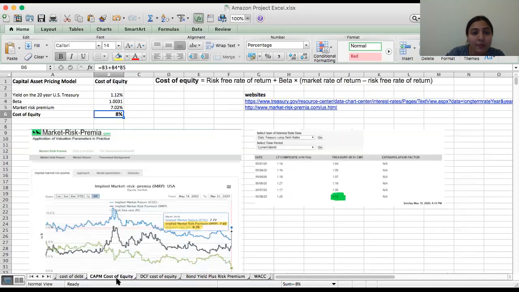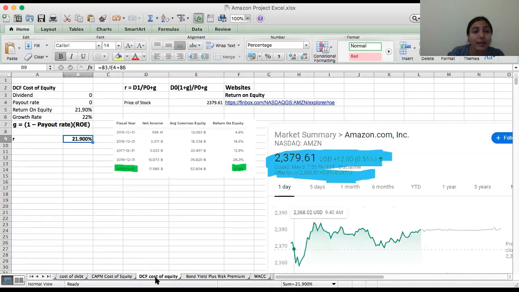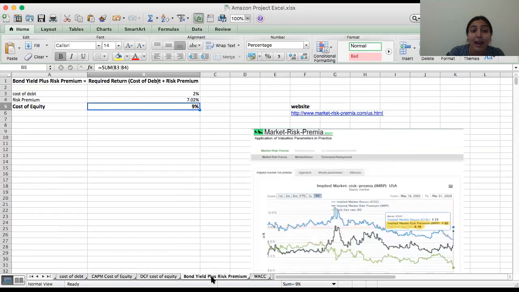You can see how we can get three different returns, that is, cost of equity, by using three different methods. In the CAPM method, we got 8%. In the second method, we got 21.90%. Wow, that's the highest. And in the third method, we got 9%, that is bond yield plus risk premium.